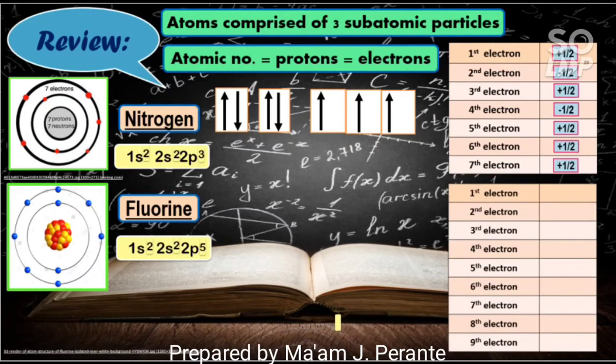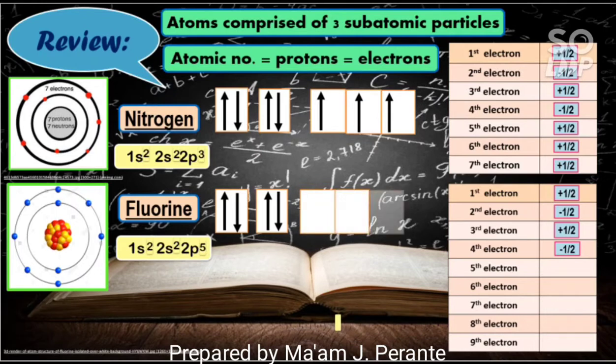Like what we did in nitrogen, draw the 1s2 orbital, which is only 1 orbital because it is s. Arrow up, meaning positive 1/2. Then arrow down, that's negative 1/2. Let's proceed to 2s2, 1 orbital again. Arrow up, positive 1/2. Arrow down, negative 1/2. And then in 2p5, since it is p, we have to draw 3 boxes here.